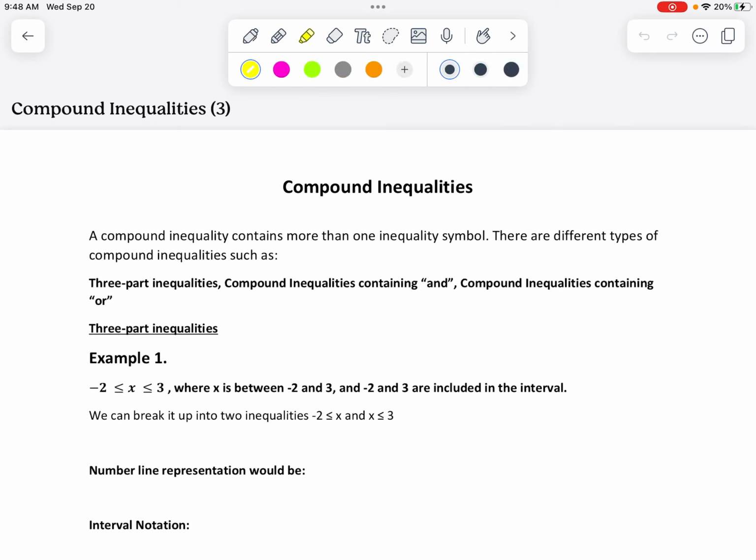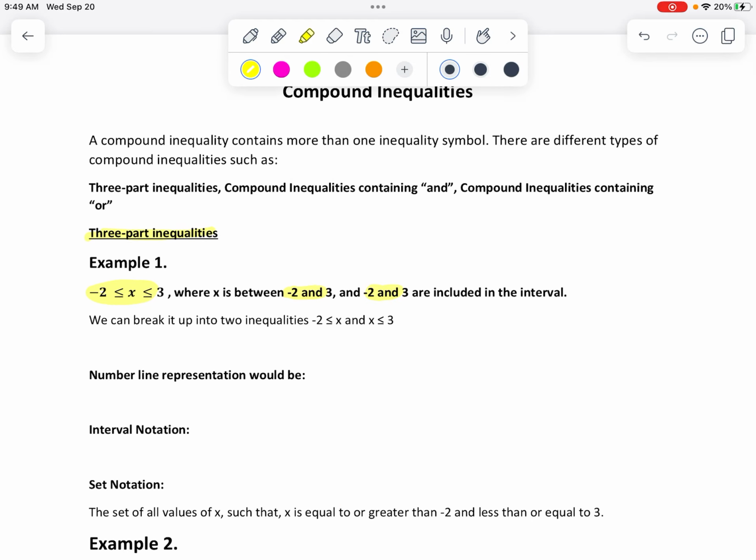The first one that we're going to talk about is a three-part inequality, which in this example, it's already solved. It's there, it's defined. So basically, the solution to this inequality would be all values that are -2 or greater, but less than or equal to 3. Okay, so any values between -2 and 3 would be a solution and can be included in the interval.